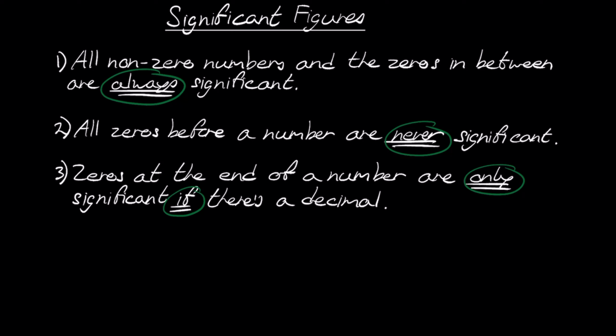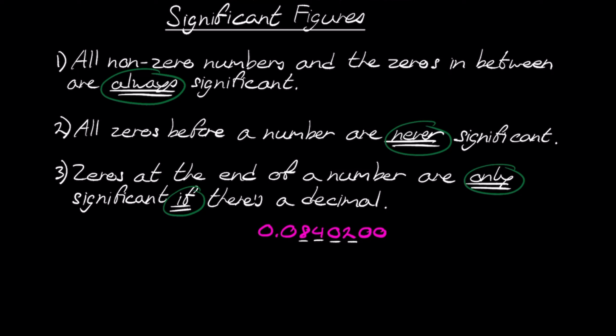Okay, here's the first one. How many sig-figs does the number 0.0840200 have? Now let's walk through all the rules. The first rule is that all non-zero numbers and the zeros in between them are always going to be significant. So that takes care of the 8, the 4, the 2, and the 0 in between the 4 and the 2. Now rule number 2 is that the zeros in the beginning of a number are never significant.